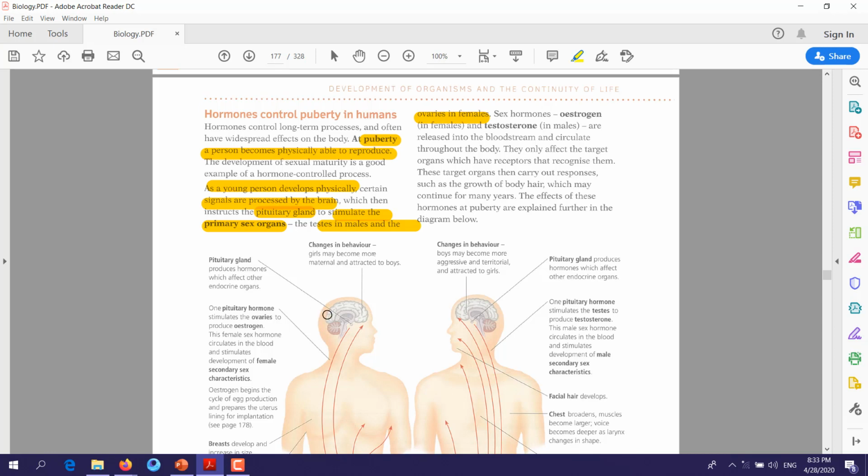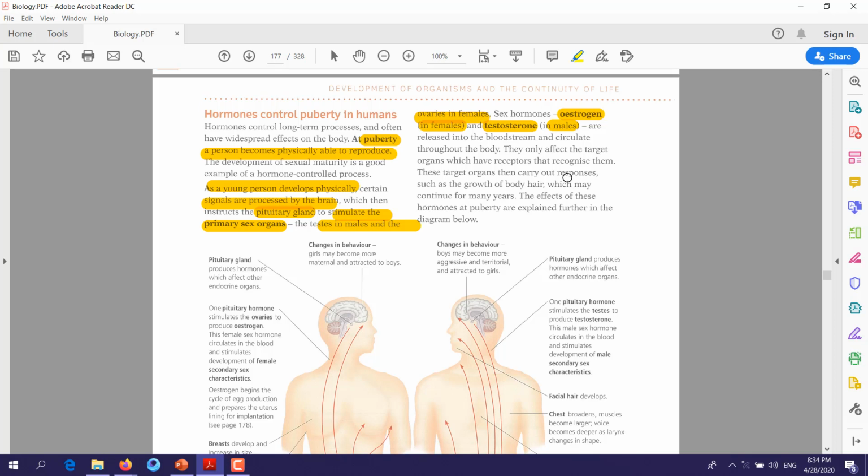Now what will happen to the testes and ovaries? They will start producing hormones, which we call sex hormones. What are these sex hormones? We have two main sex hormones, called estrogen and testosterone. Estrogen is for females, and testosterone is for males.